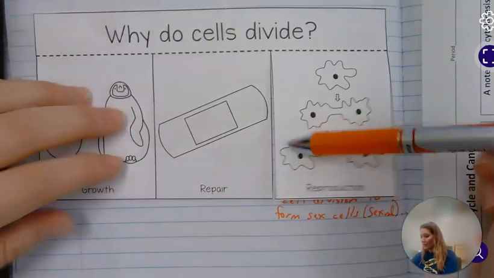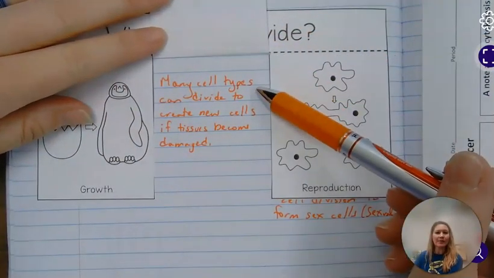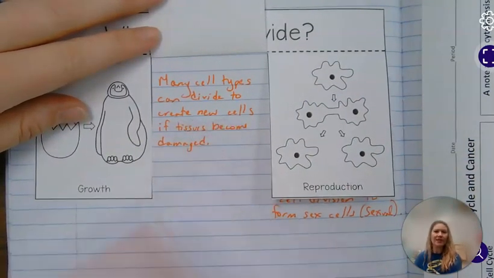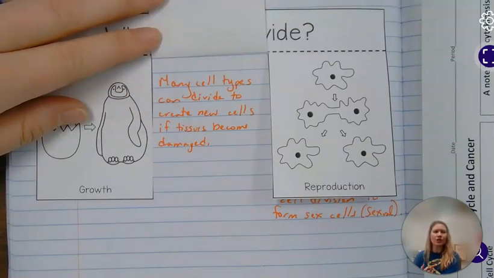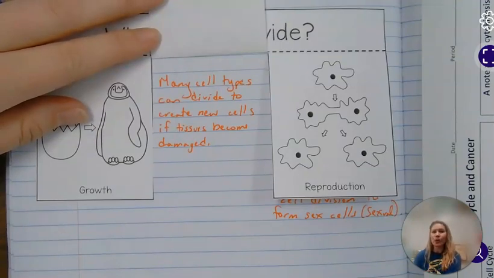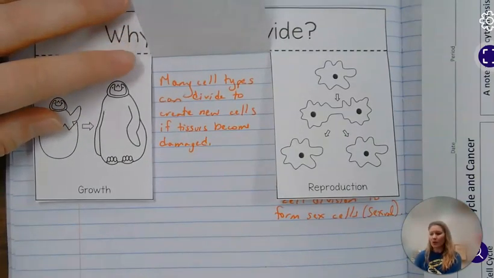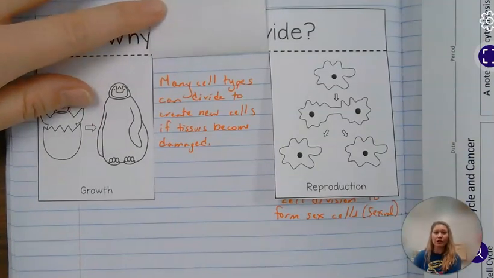Okay? The second reason why cells divide is for repair. Lots of different types of cells can undergo cell division in order to create new cells if the tissue has become damaged or broken, due to some type of event. So, for example, skin cells will divide and repair damaged or broken skin tissue. If you get a paper cut or you scratch your knee, we don't just have gaping wounds forever. Eventually those cells will repair themselves.